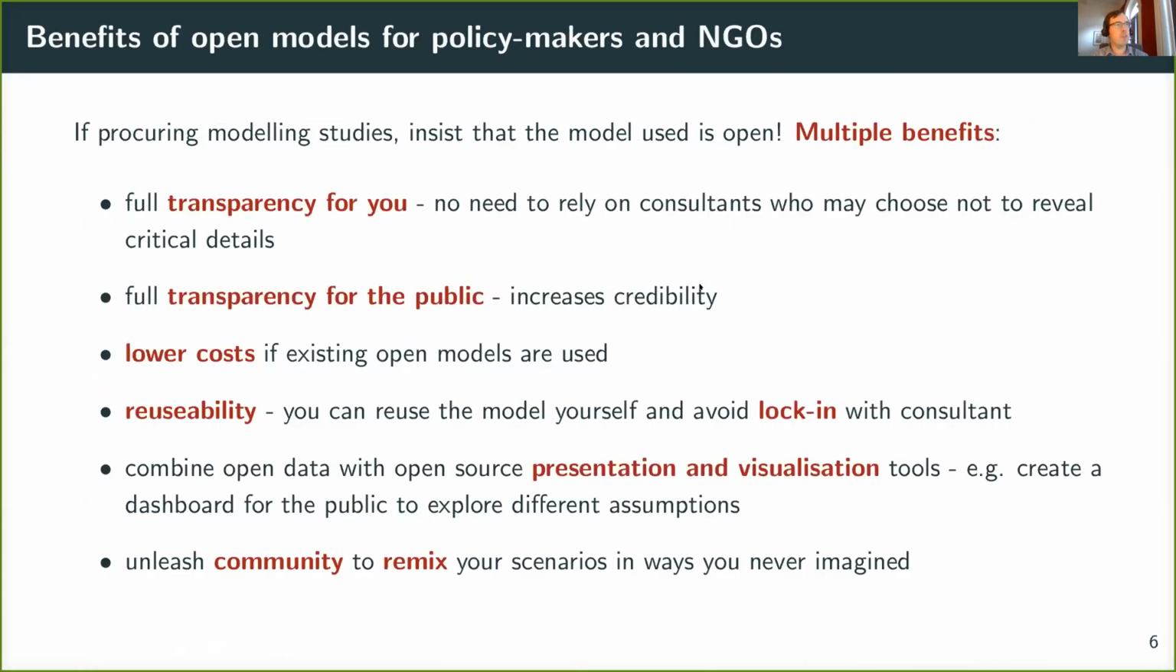To address one of the questions in the comments, why should policymakers and NGOs go open? Well, I see lots of benefits there.